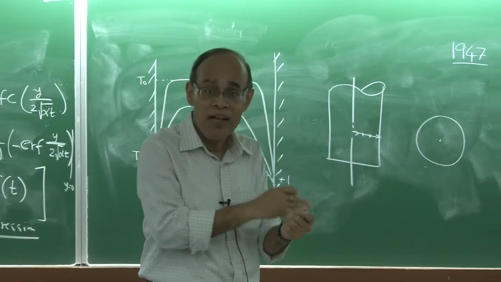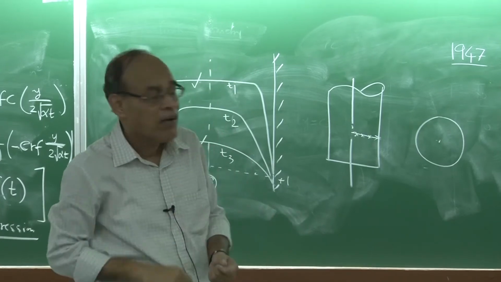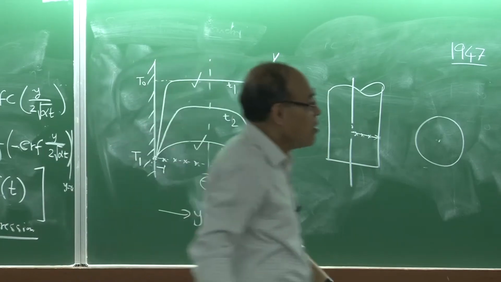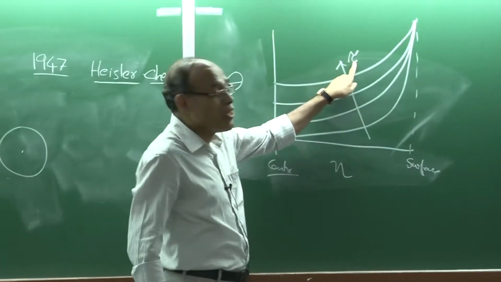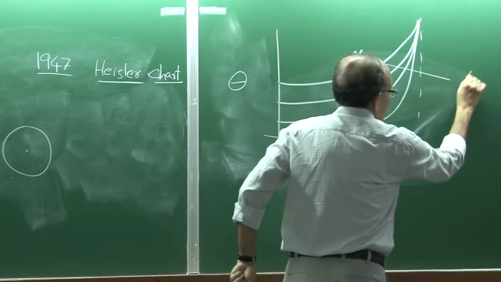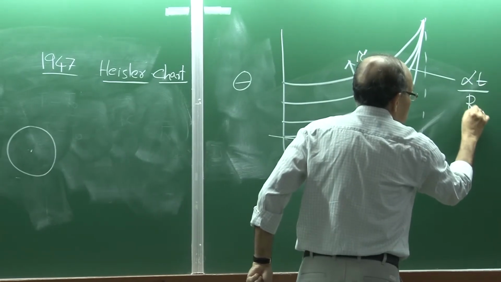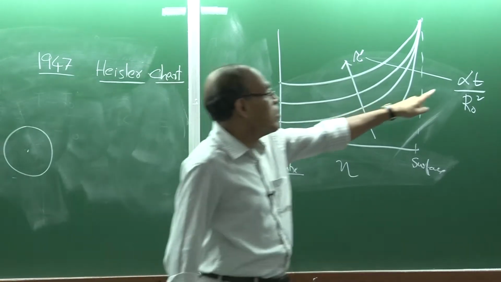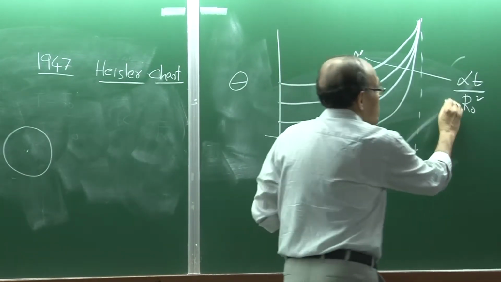Okay, this is planar, this is cylindrical, this is spherical, and you pick up the right one for your geometry and then you apply. So, you will be able to calculate alpha t by r square, this dimensionless time, this is alpha t by r0 square, where r0 is the radius of the vessel. So, you put the time equal to 1 second, and this dimensionless time will be known.